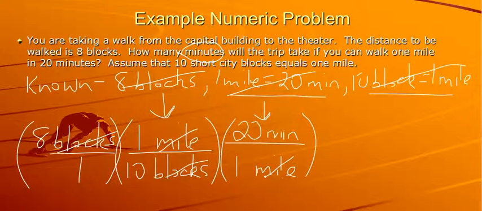So I take 8, I divide by 10, multiply by 20. So the number of minutes is 16. That's my unit up here in the numerator. That's what I'm left with. So 16 minutes. Evaluate it. Make sure the answer makes sense.